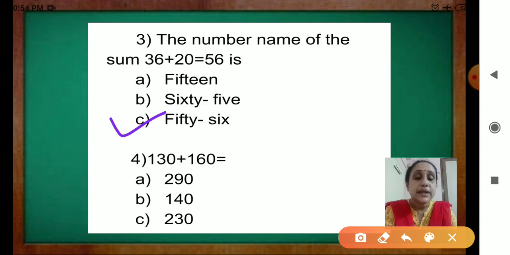Now question 4. 130 plus 160. Remember how to add? This ones place, 0 plus 0, 0. Then again 3 and 6, you will get 9, and this hundreds place, see 1 and 1, how much are you getting? So the correct answer is 290. Okay, ones, tens and hundreds place, like this you will add and you will get the correct answer. Okay, 290.